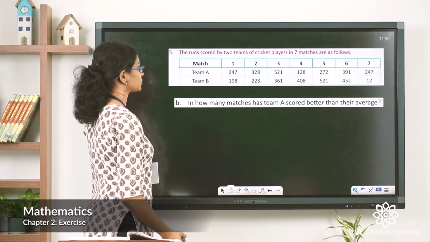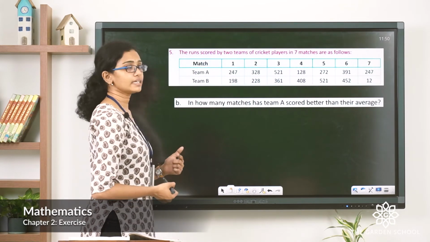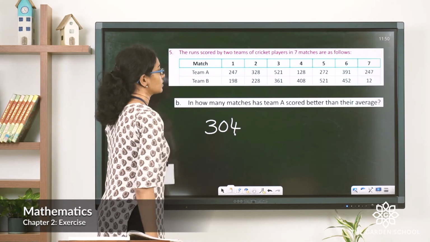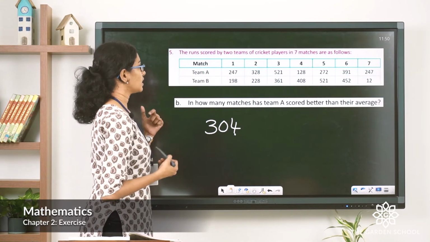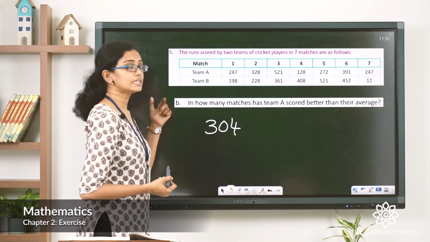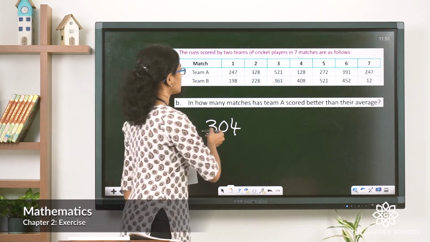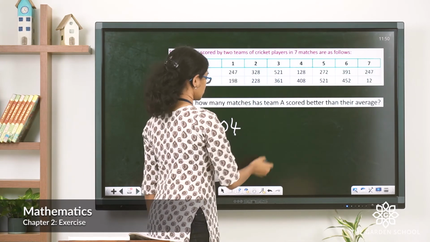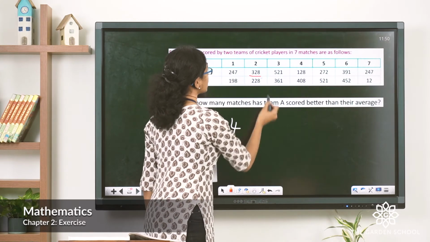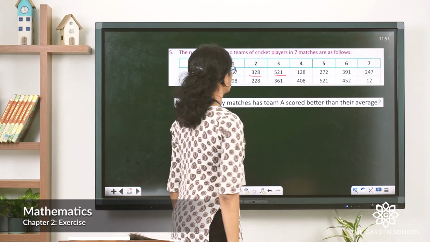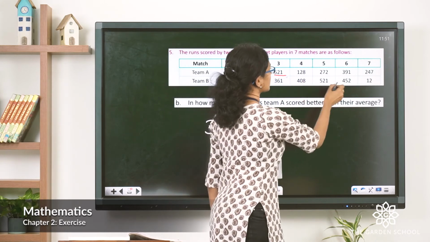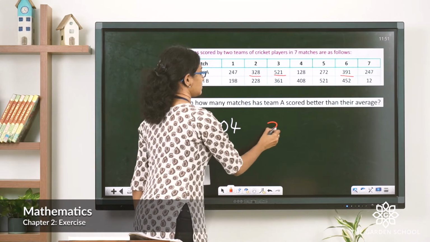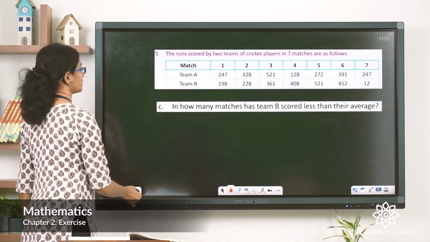Now, question B. In how many matches has team A scored better than the average? So what was their average score? It was 304 runs. So we have to find out in how many matches they scored more than 304 runs, right? So let's find out the scores greater than 304. So that is 328, 521 and 391. So how many matches? 3 matches, right?